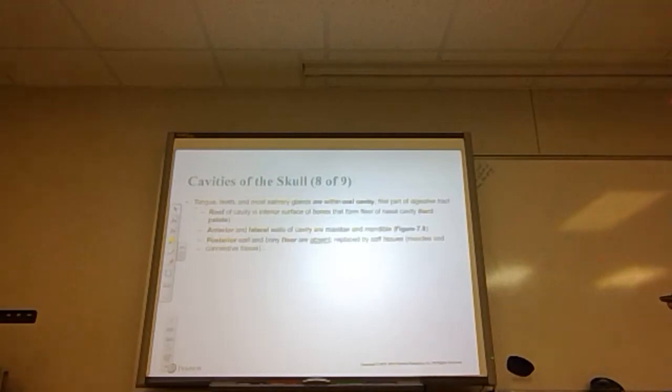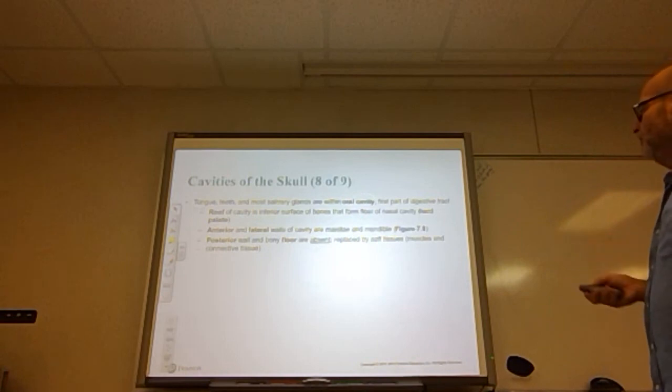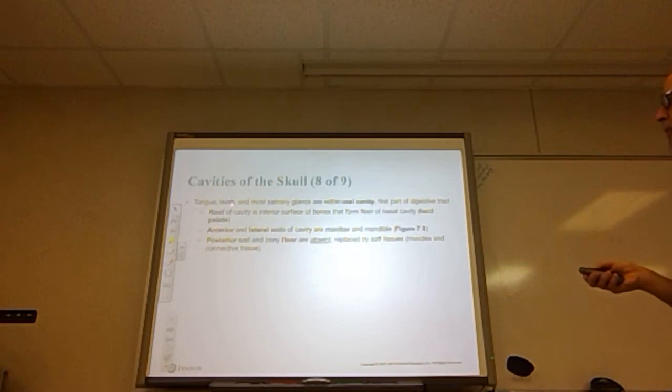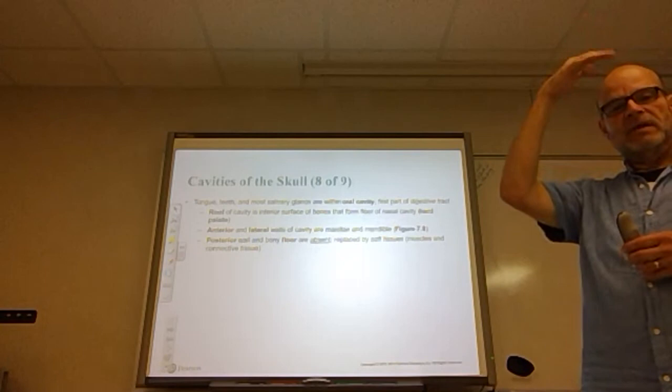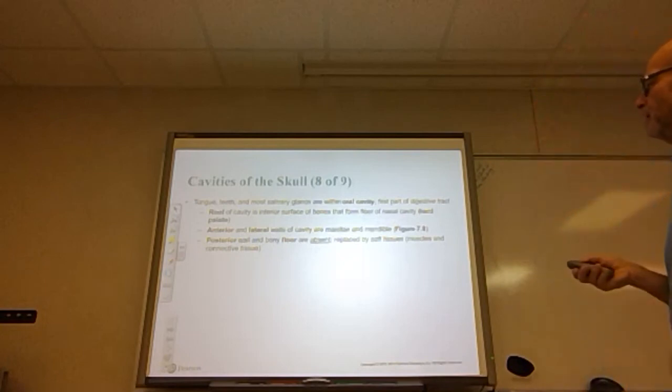Your tongue, teeth, and most of your salivary glands are found within the oral cavity. The oral cavity is the beginning of the digestive tract. You have the roof of your mouth. The roof of the cavity is the inferior surface of the bones that form the floor of the nasal cavity. So above is the nasal cavity, below is the oral cavity.